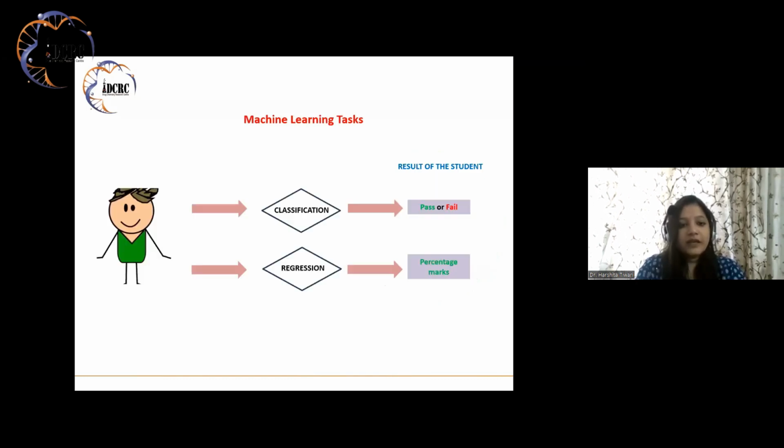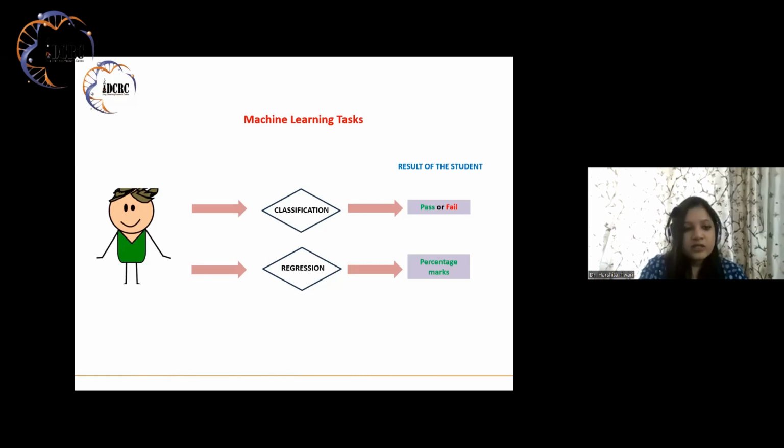Then it can perform two major tasks. One is the classification task and one is the regression task. If I give you an example, the classification task is the task which gives a binary output. Like it can give output in the form of 0 or 1, yes or no.